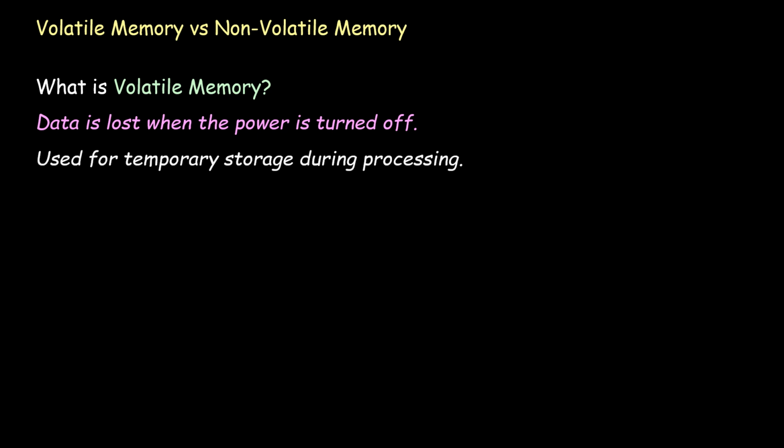Volatile memory versus non-volatile memory. Volatile memory temporarily stores data while the system is on but is wiped clean when the power is off. Think of RAM as a whiteboard. Easy to write and erase but loses everything when cleaned. Also, volatile memory is great for multitasking.